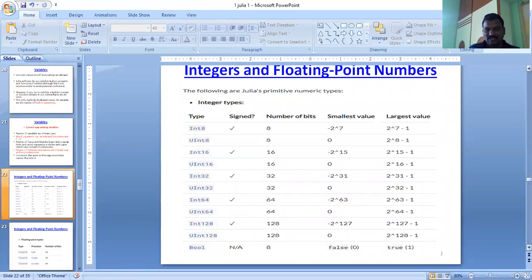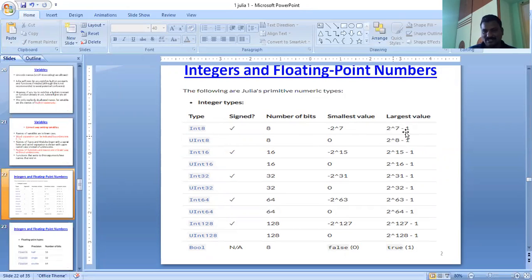We have the integer primitive number types in Julia. Int8 means the number of bits is 8, an 8-bit type. If it is an 8-bit computer, it takes Int8. Here the smallest value is minus 2 power 7, and the largest is 2 power 7 minus 1. What is the 2 power 7 value? 2 power 5 is 32, 2 power 6 is 64, 2 power 7 is 128. That means it is minus 128 to 127.